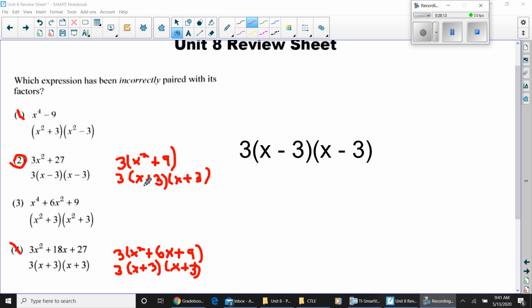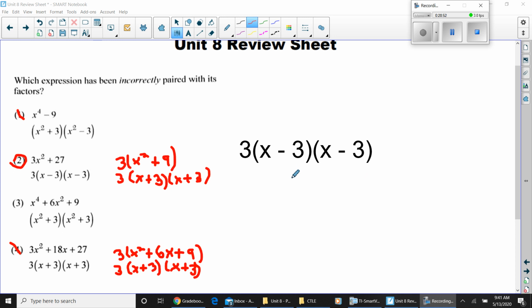So if you did distributive property here, x times x is x squared, right? And then x times 3 is 3x, and then 3 times x is another 3x. So you would have a middle term here. So I'm just going to make sure that this does not equal this. And all I have to do is look at negative 3 times negative 3. Negative 3 times negative 3 is a positive 9.